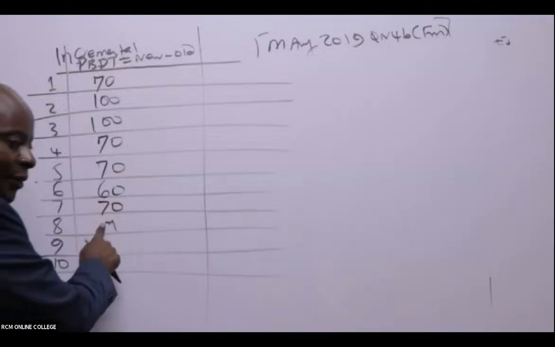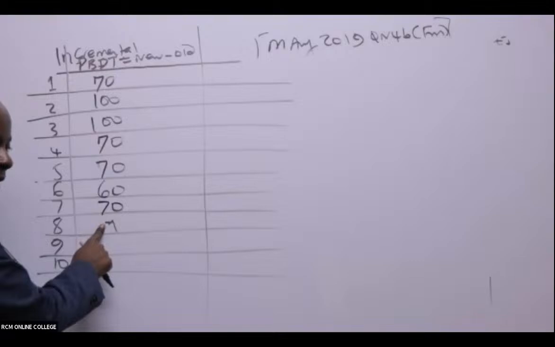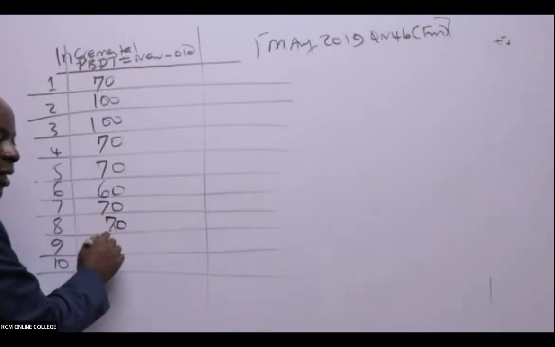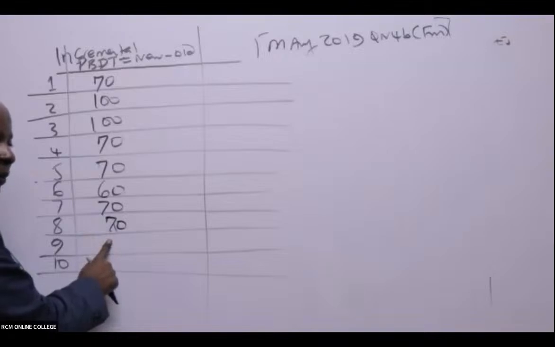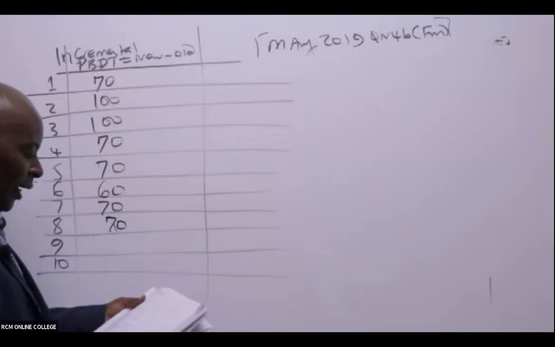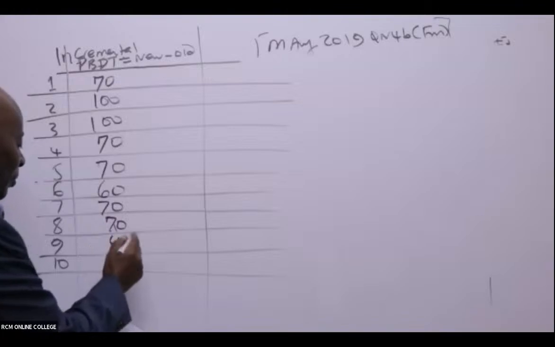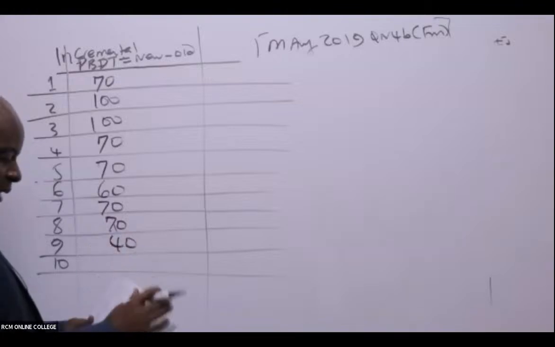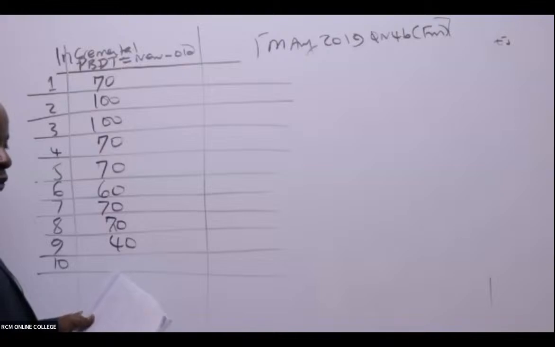Increase in year 8 seems to be 70. Increase in year 9, I'm being told it's 40. How about year 10? Lastly, in year 10, we have 30.